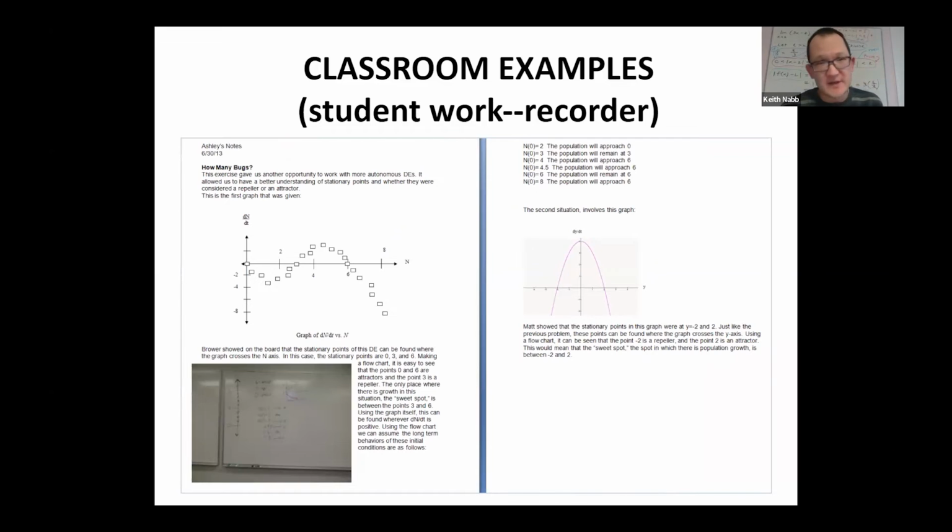Here's an example from a different year that I did this, where this is what the recorder came up with, right? So I wanted to show you an example, this was Ashley, where she took notes that day. And you can see it wasn't just the bug task that we did, but another task as well. So these are her notes, these are not mine. And so she talked about, Brower went to the board and he did all of this stuff. And he talked about, based on the initial population, this is what N is approaching.